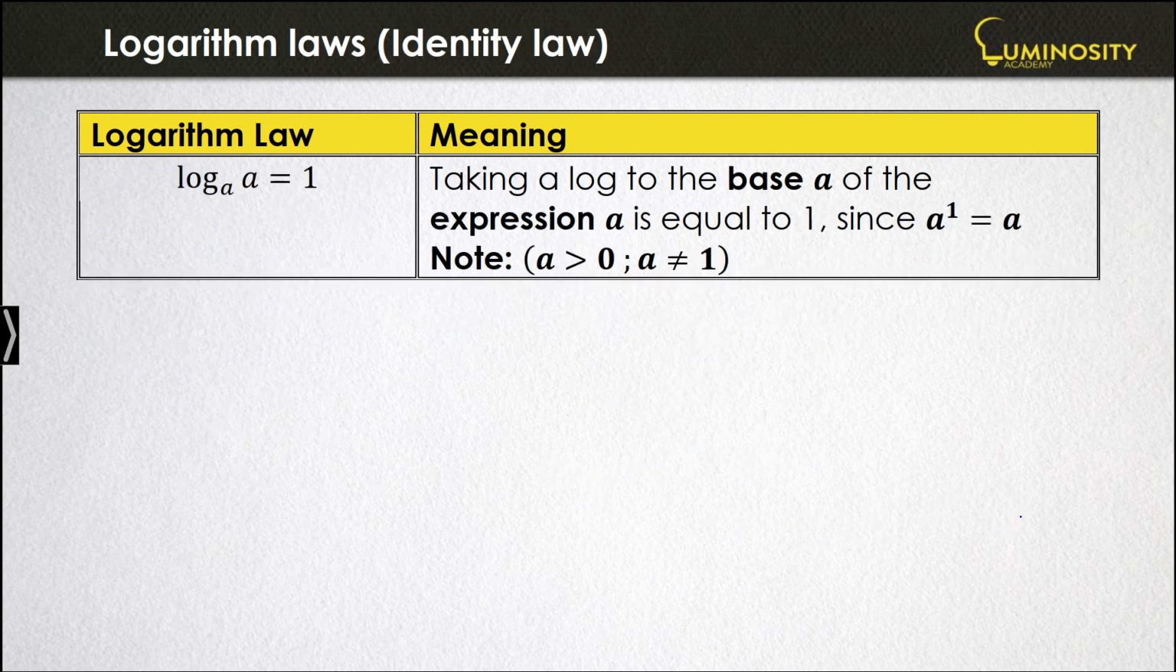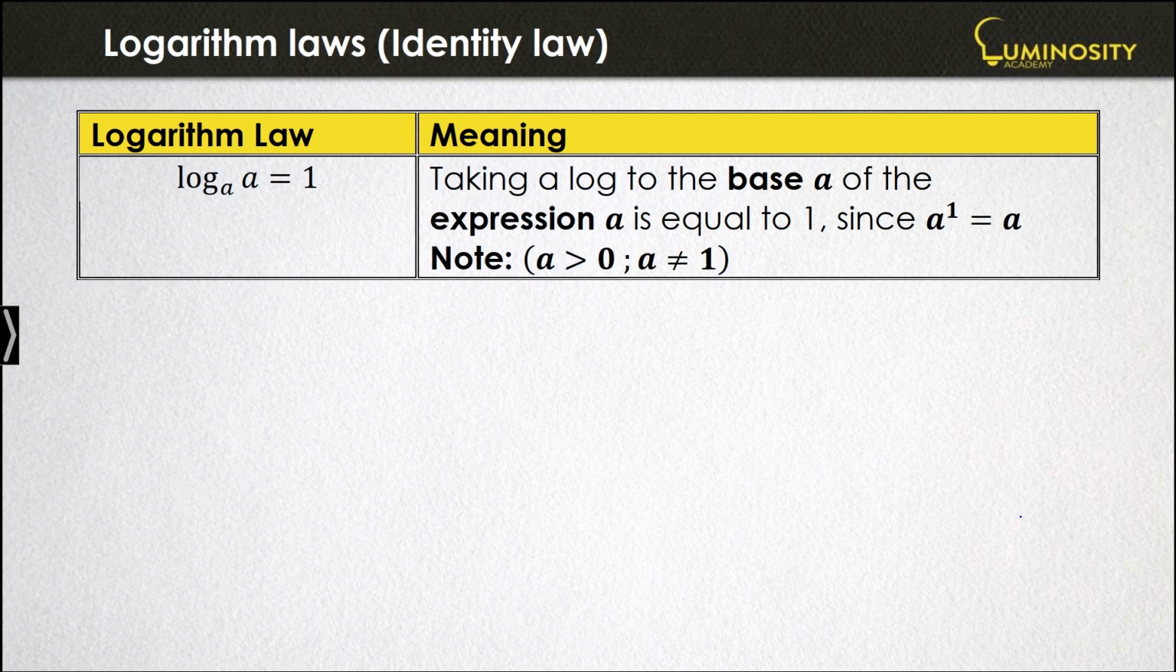The next rule says that log base a of a is equal to 1. And this is the identity law. And again, the restriction is that a is greater than 0 and it cannot equal 1 for the reasons we saw in the previous slide.